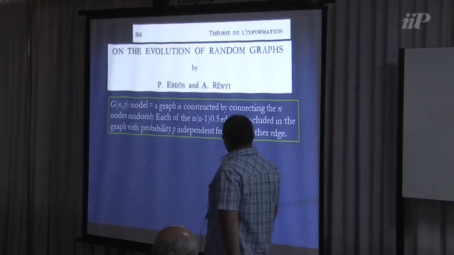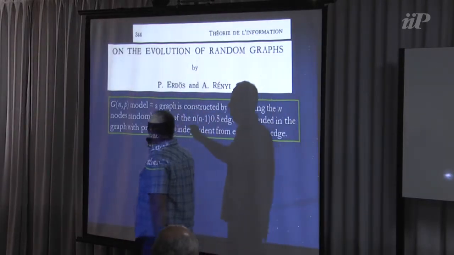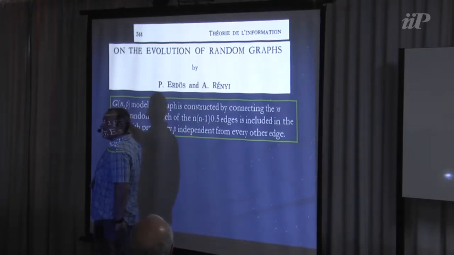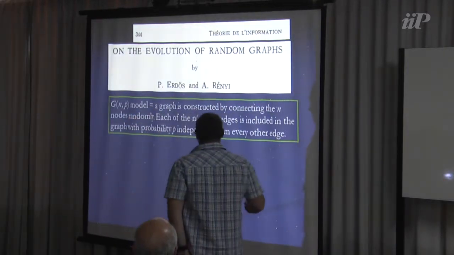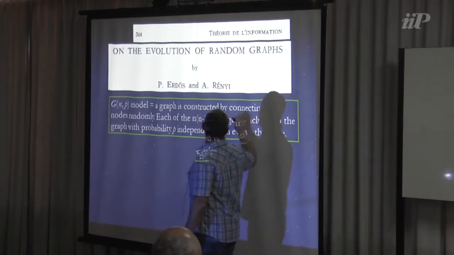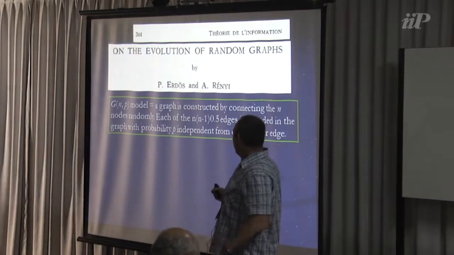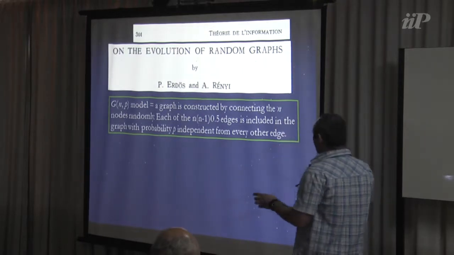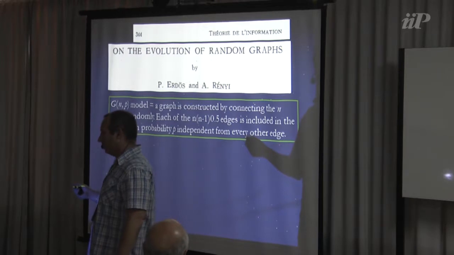In the Erdos Renyi model, we have, this is notation, a graph which has n nodes, and the probability of a link is p. So the way to construct the model is extremely simple. A graph is constructed by connecting the n nodes randomly. And each of the total number of edges can be included or not with probability p.